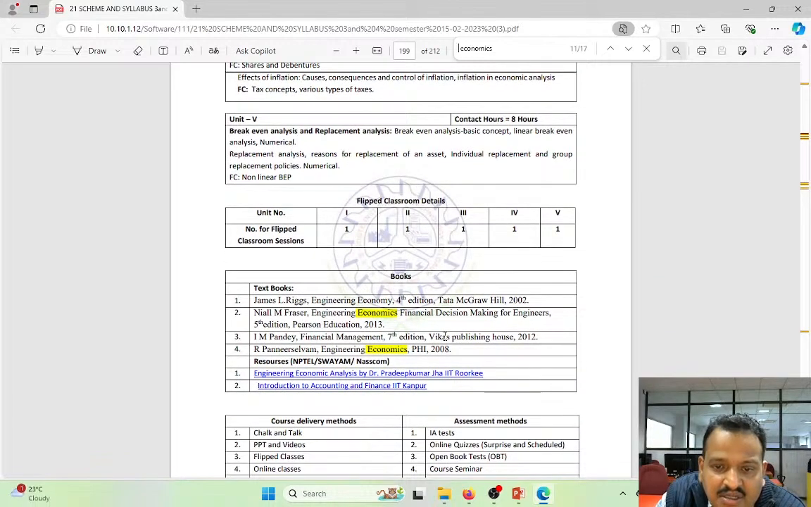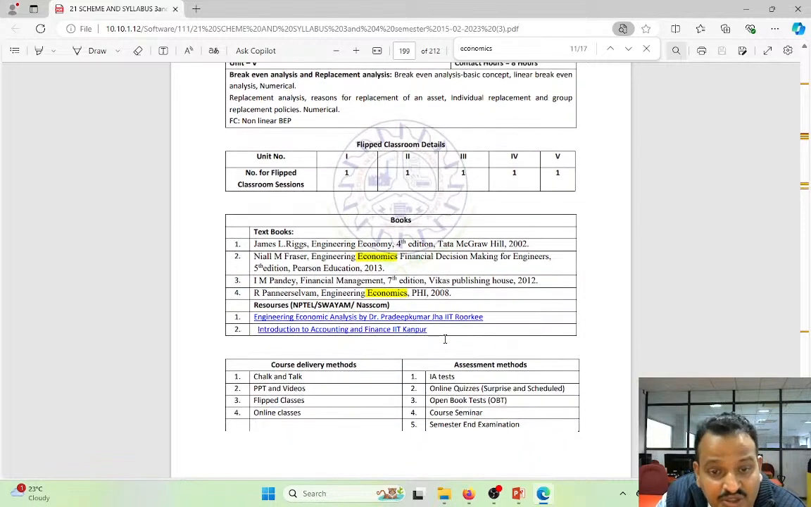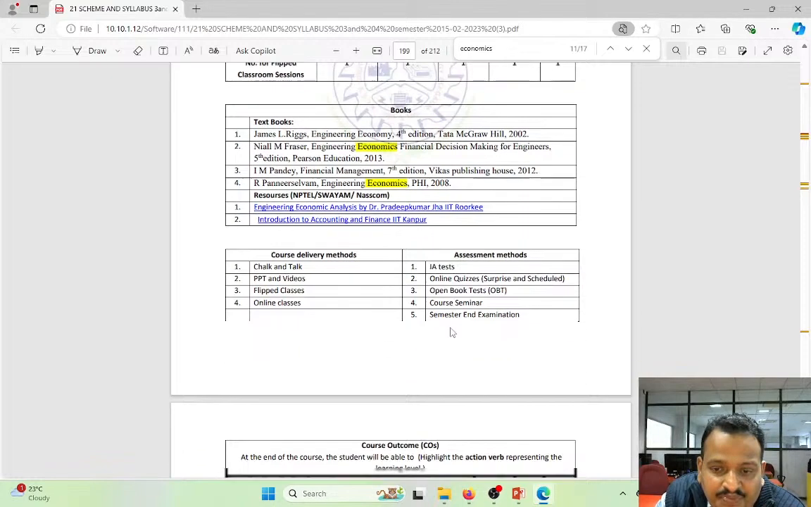The textbooks are readily available in the library. James L. Riggs, The Engineering Economy, that is the 4th edition. Then Niall M. Fraser. Then we have resources through NPTEL. We can go with Pradeep Kumar Jha, IIT Roorkee, and Introduction to Accounting and Finance, IIT Kanpur.